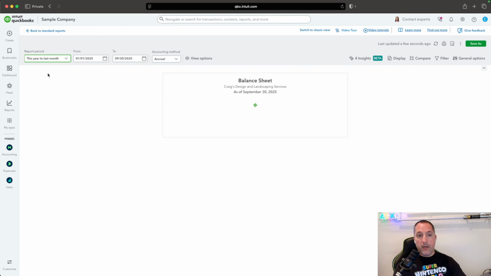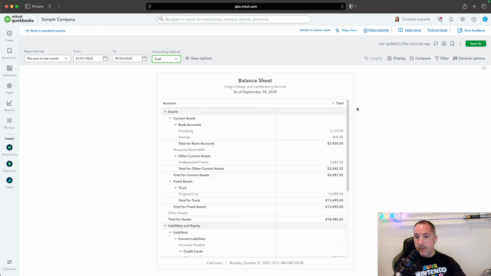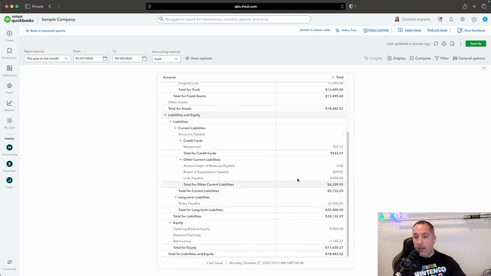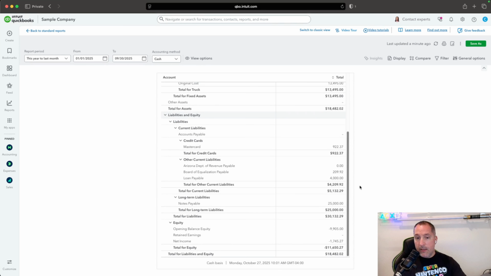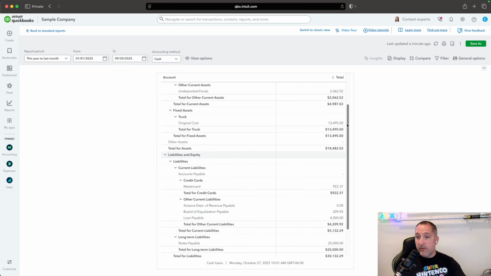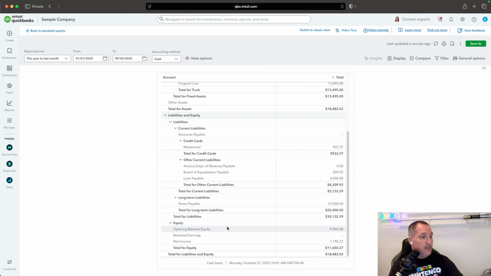And we'll run the balance sheet for this year to last month. We'll run a cash balance sheet, and we'll see our checking account, our other assets, liabilities, and equity, which are the main parts of a balance sheet. We have assets at the top. Those equal liabilities plus equity. So if we simply deduct our liabilities, what the business owes, from our assets, what the business owns, what we'll have left over is our equity, the net worth of the business.